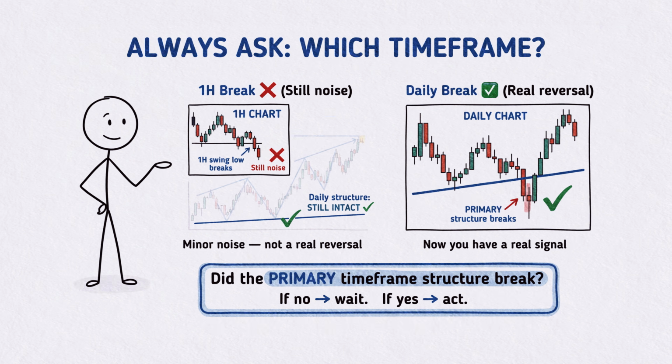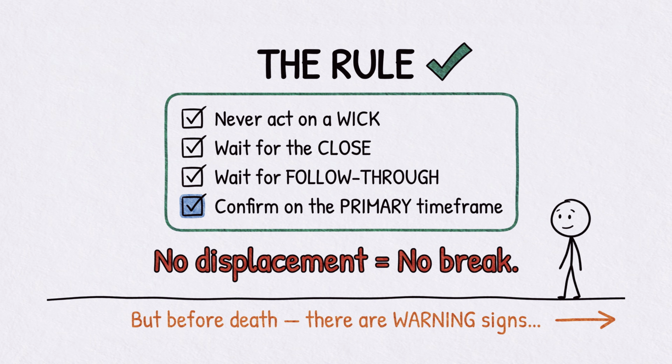The rule? Never act on a wick. Wait for the close. Wait for follow-through. And confirm it happened on the primary time frame. A real break has displacement, a strong, full-bodied candle that doesn't look back. No displacement, no break. Now you know how a trend dies.